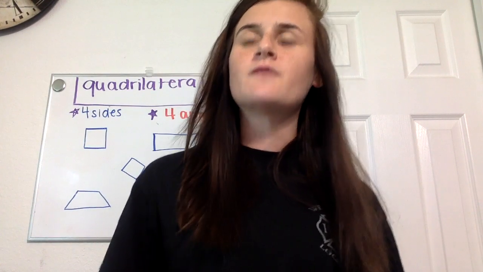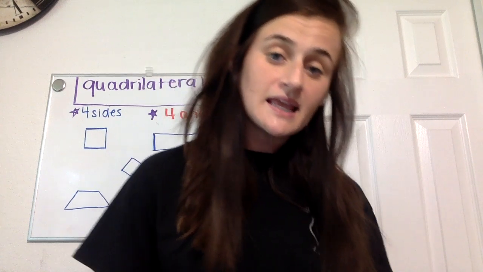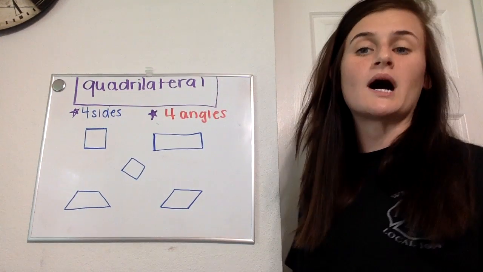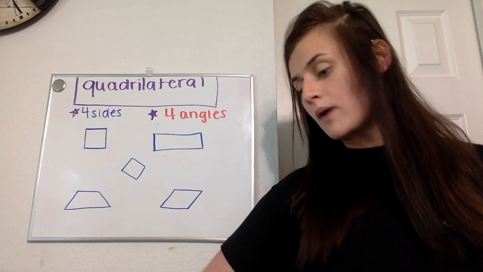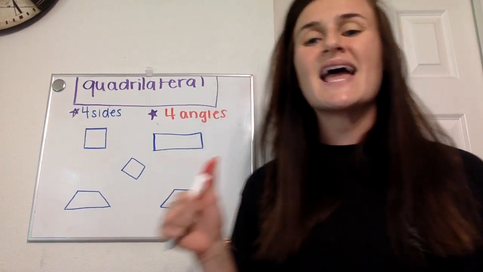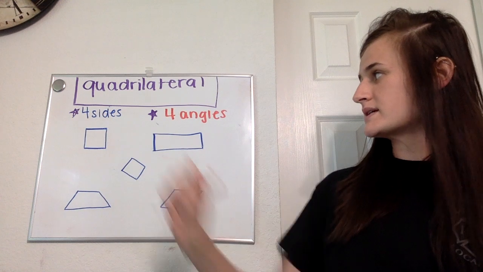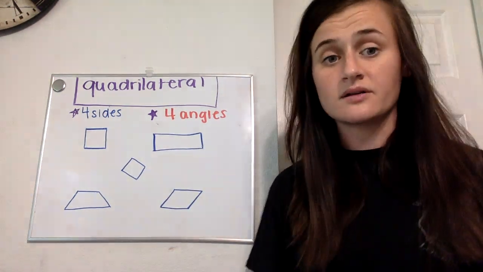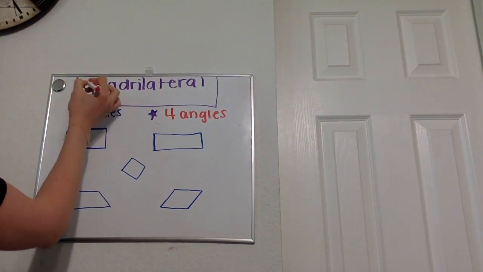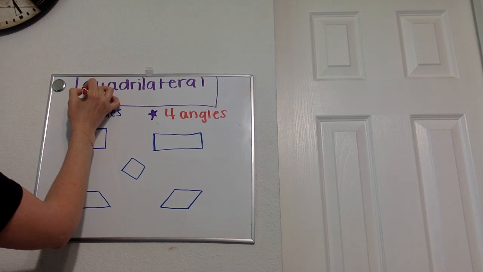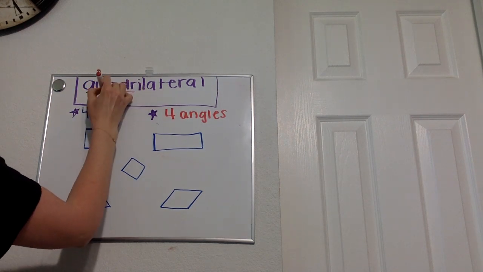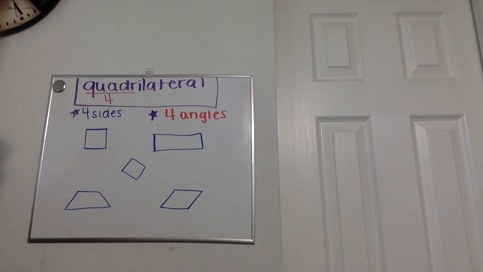Today we are going to be focusing on sides and angles. But before we can do that, I want to talk about quadrilaterals. Now quadrilateral means any shape that has four sides and four angles. The reason it's called quadrilateral is because quad means four.